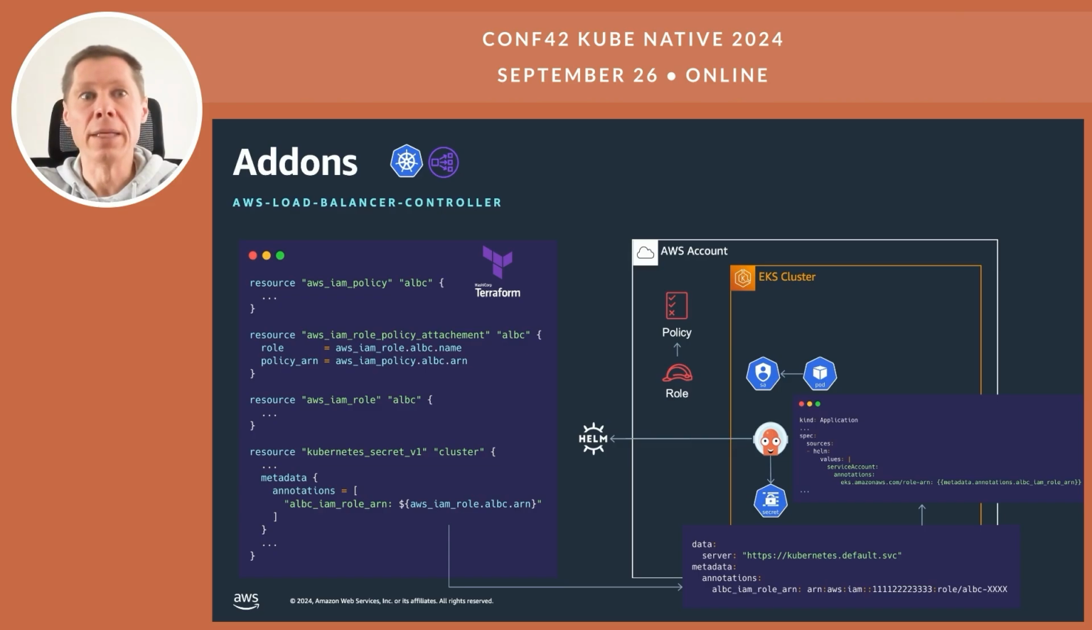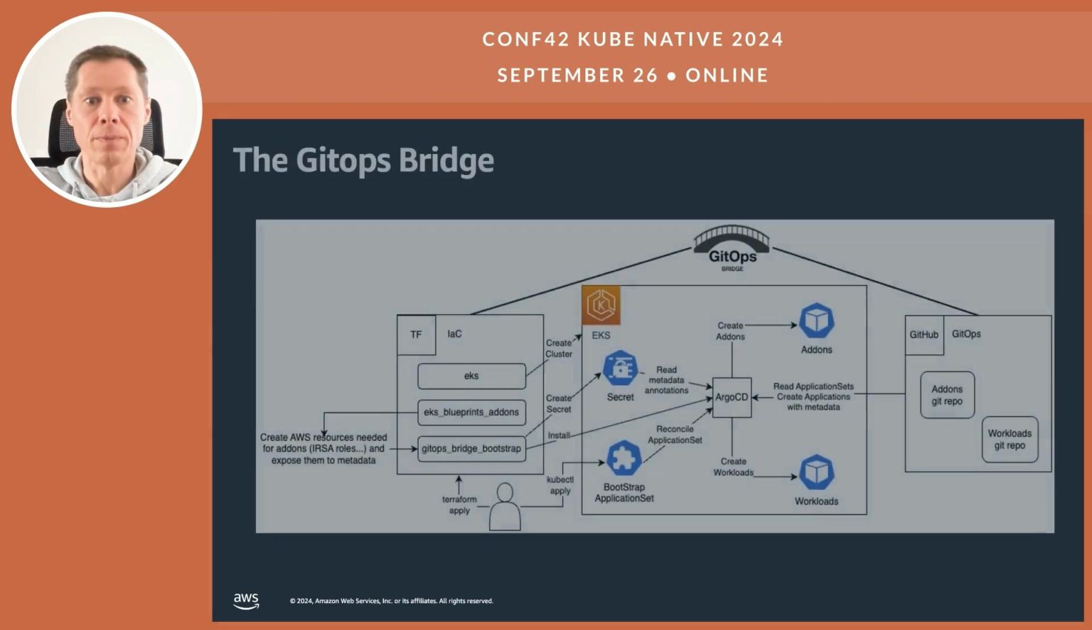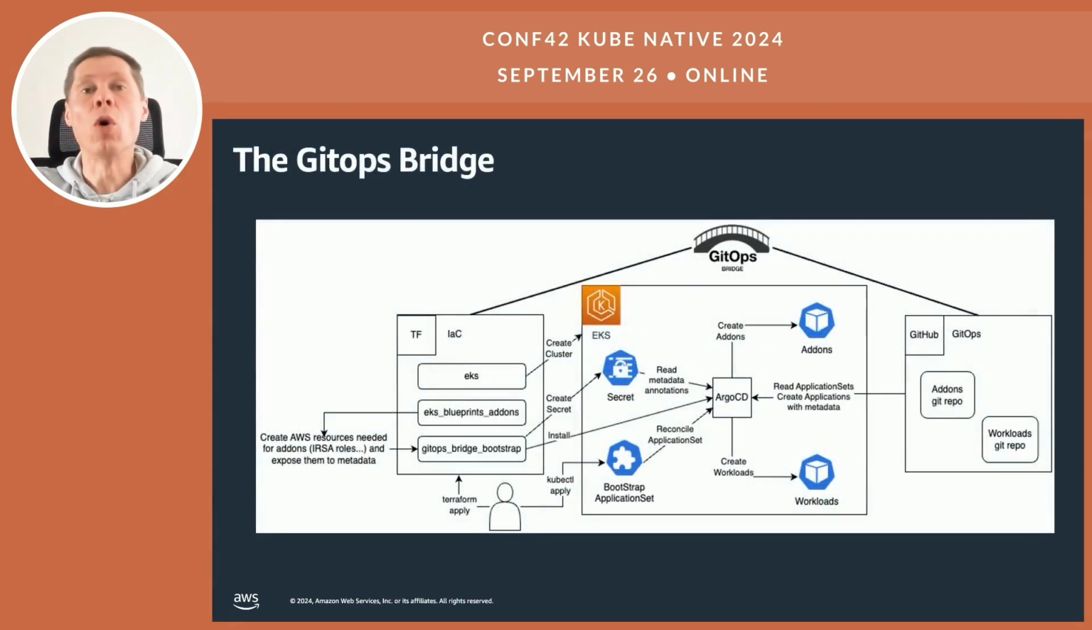To recap, Terraform creates a role. Terraform creates the Kubernetes secrets with appropriate annotation for this role. Then Argo CD creates the application from the ApplicationSet. This is what we call the GitOps Bridge. It is fully integrated with EKS Blueprints, and you can rely on this pattern to keep your Terraform infrastructure as code management, but shift the Kubernetes deployment part to Argo CD.